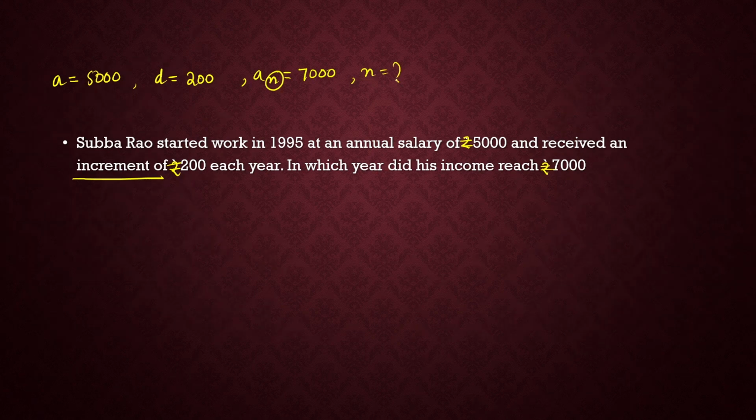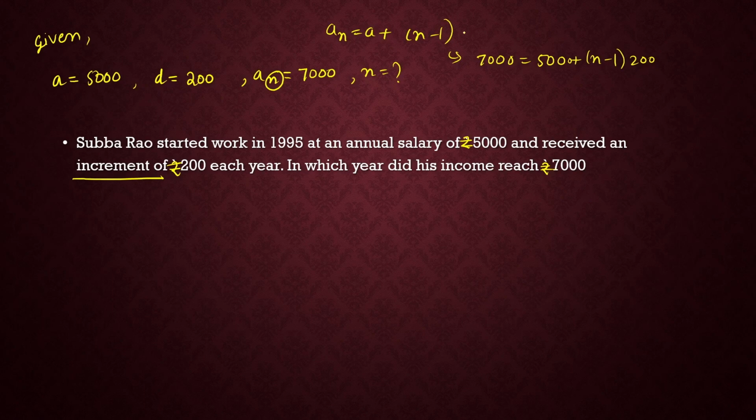So from the given information, you can easily solve this question. An is equal to, using the formula, a plus n minus 1 into d. Just solve this equation, you will get the answer. Always write the formula.